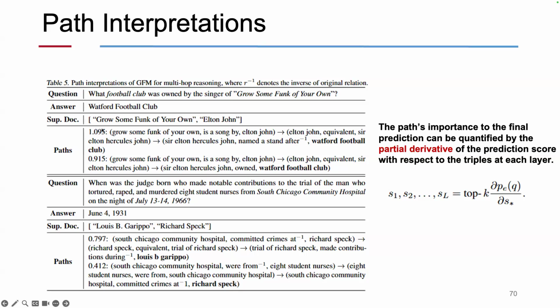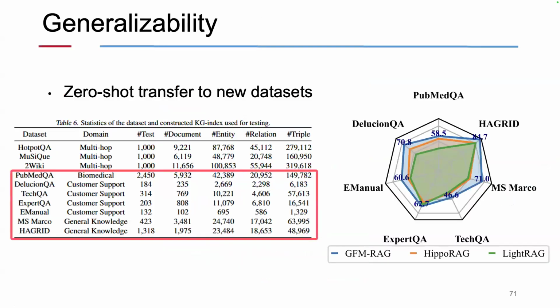So it means that these paths are identified by the graph neural network and can be utilized to support the reasoning. Here you can see that, given the question, what is the football club owned by the singer of this song, we can find the top two paths: this song was sung by Elton John, and Elton John has a football club named after him. So basically, we can provide the interpretation results to the user. The process of reasoning on graphs is explicit to the user, so it's not a black box like a large language model.